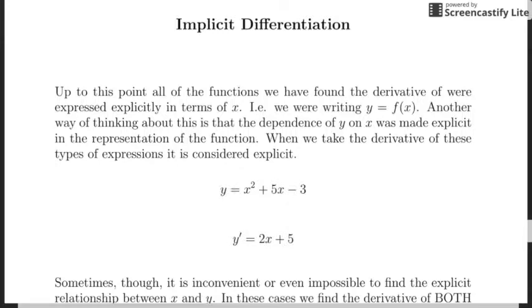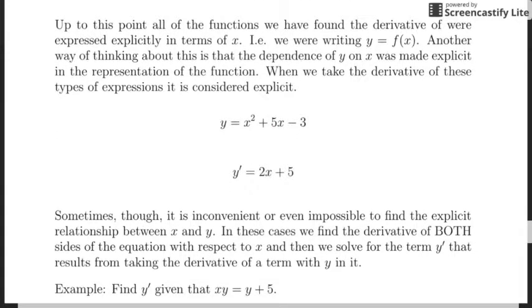So for example, we would have something like y equals x squared plus 5x minus 3. When you take the derivative of that, y prime is equal to 2x plus 5. There's no real issue there. It's not difficult to do because you know exactly how y relates to x, and it's easy to find the derivative based on that.